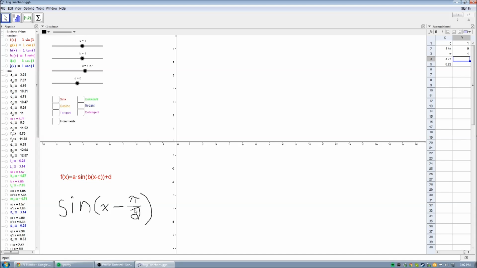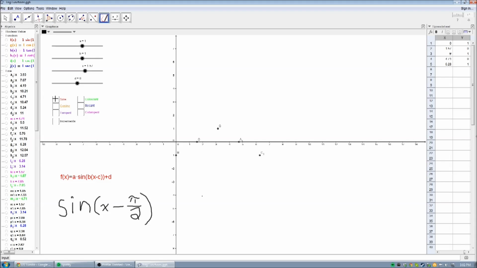3 pi over 2 minus pi over 2 is pi. The sine of pi is 0. And 2 pi minus pi over 2 is 3 pi over 2. And the sine of 3 pi over 2 is negative 1. So here is my set of points that I'm going to now plot.